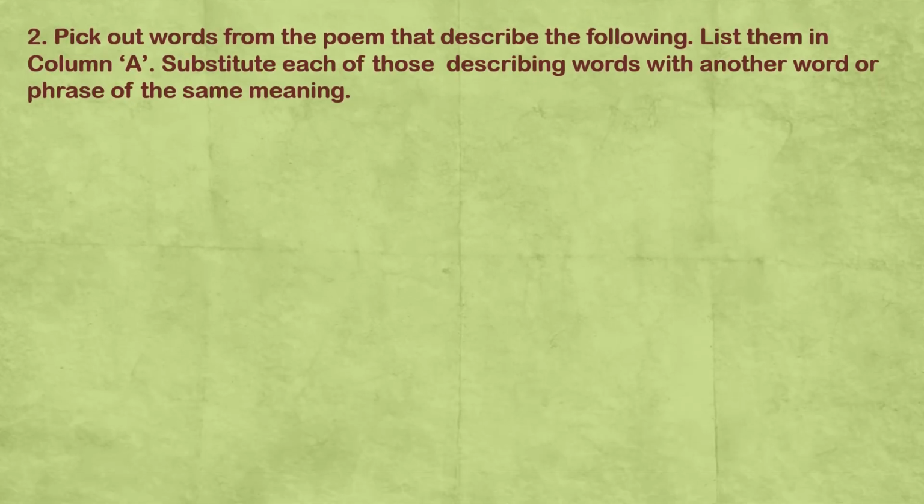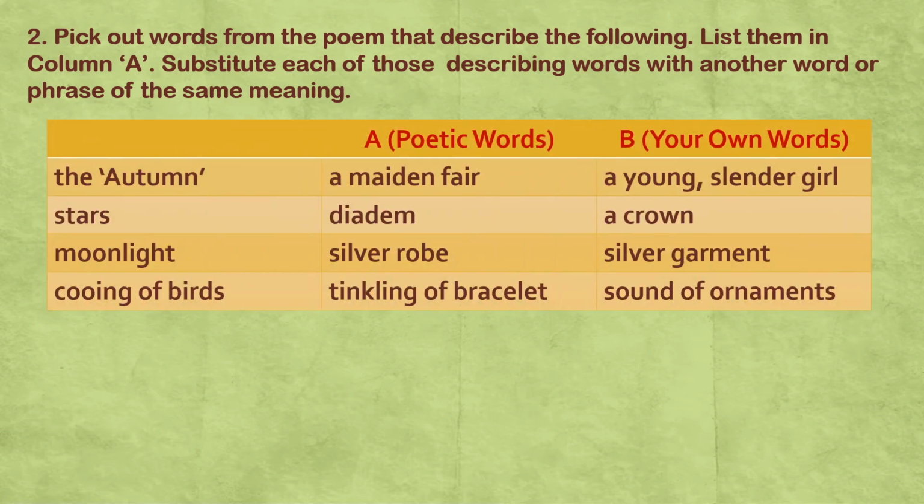Next question. Pick out words from the poem that describe the following. List them in column A. Substitute each one of those describing words with another word or phrase of the same meaning. Now, in your textbook, you have been given these words: the autumn, stars, moonlight, and the cooing of birds. Now, what is the meaning of these words? You have to pick out similar words from your poem.